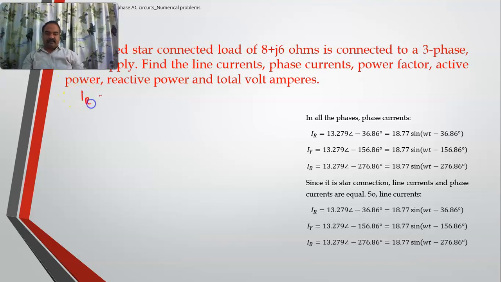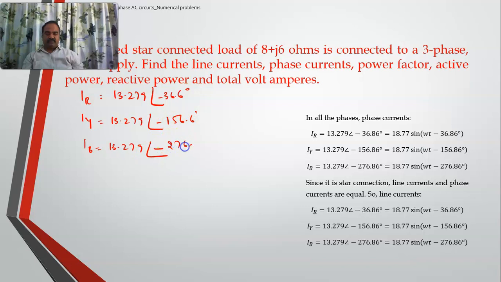Now, if you want to write it in instantaneous equations, what have we got? IR is 13.279 at an angle of minus 36.86. So IY will be lagging 120 degrees from this one. It is minus 156.86. IB will be lagging another 120, so I'll get minus 276.86. So if I want to write as instantaneous, this is RMS, so what is the maximum value? 18.78. This into root 2 sine omega t.